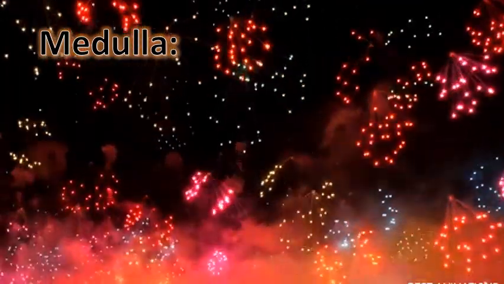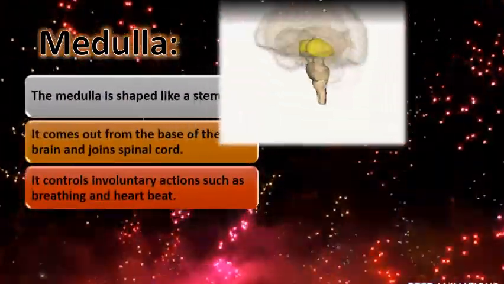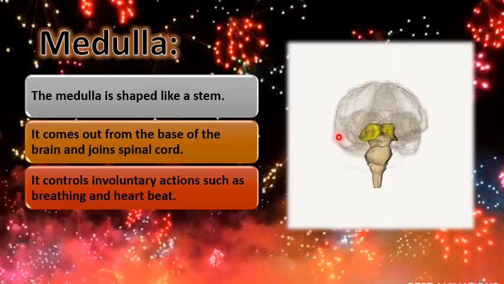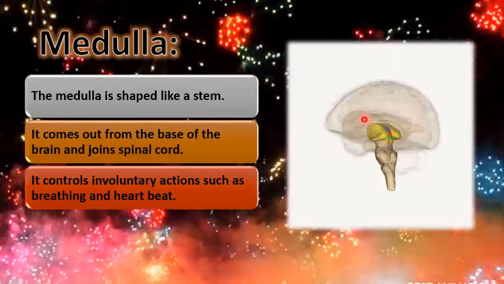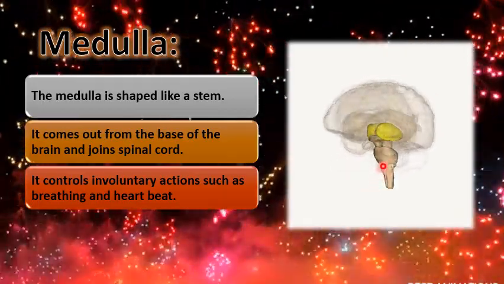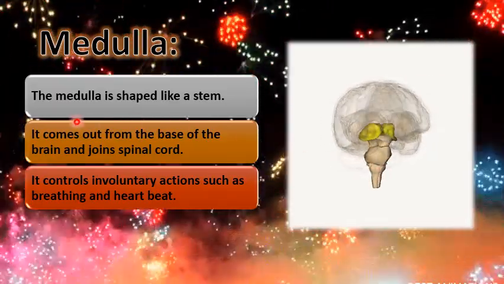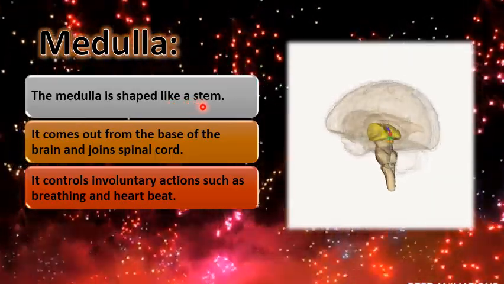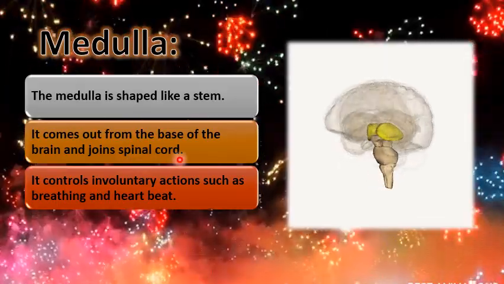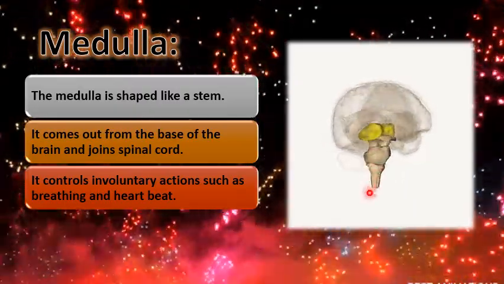Now it is the time to discuss the last main part of the brain, and that is the medulla. Here are some points regarding the medulla, and this is how the medulla looks. The portion in light color is the cerebrum and cerebellum. This is a stem-like, rod-like structure, and this is the medulla, and we call it the brain stem as well. The medulla is shaped like a stem, and it comes out from the base of the brain and joins the spinal cord.